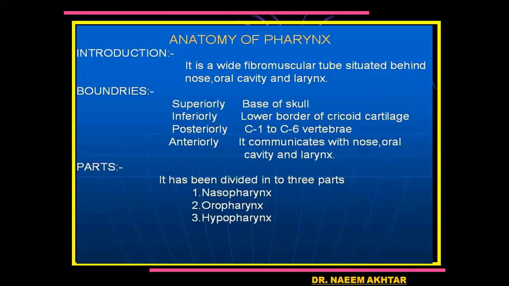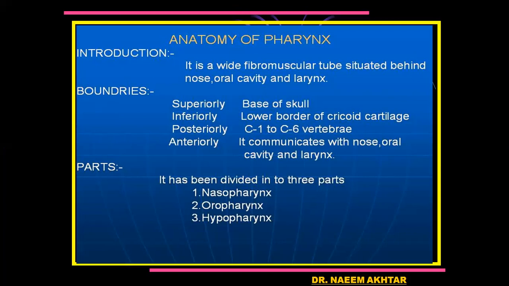Today we will discuss anatomy of the pharynx, pharyngitis, and then adenoids. First of all, anatomy of the pharynx. Pharynx is a wide fibromuscular tube situated behind the nose, oral cavity, and larynx.